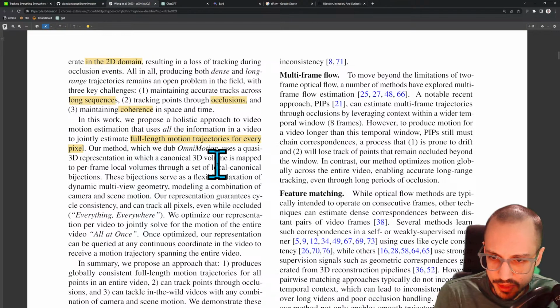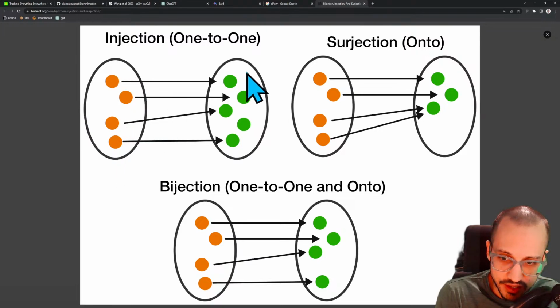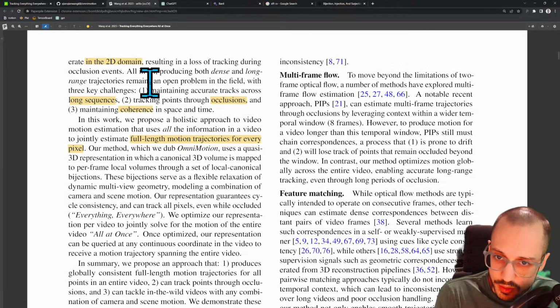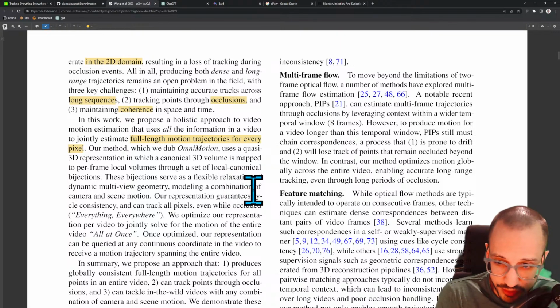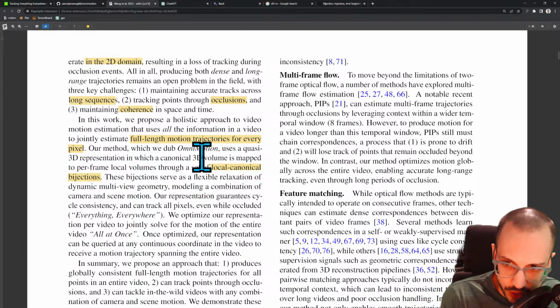Our method, which we dub OmniMotion, uses a quasi-3D representation in which a canonical 3D volume is mapped to per-frame local volumes through a set of local-canonical bijections. Okay, so again, we said a bijection is a mapping from one space to another space, but in a one-to-one manner. So every single point in one thing has a corresponding point in another thing. So originally I thought that meant frame to frame, but the way that they're saying it here, they're calling it local-canonical bijections. So they're basically going to have a local representation, right, which is per frame.